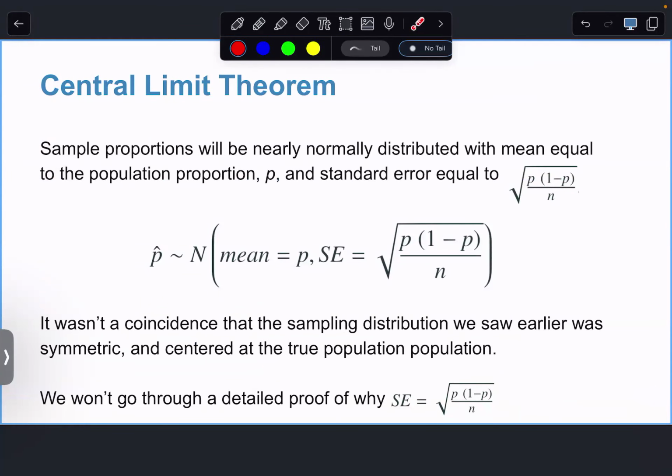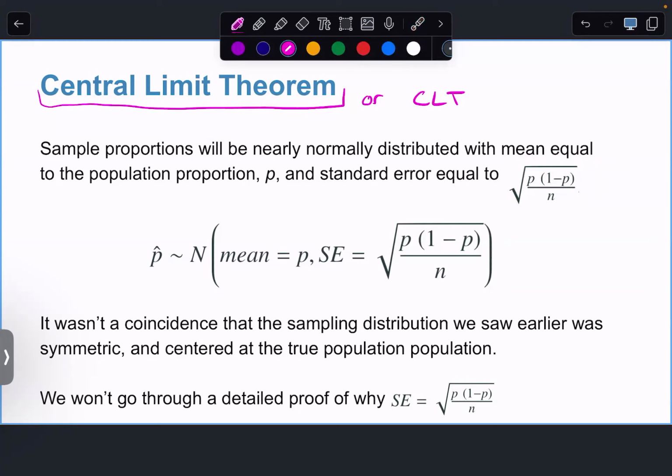The central limit theorem is the theorem that summarizes what we've established so far, and so it is just as important as it sounds. CLT, central limit theorem, is usually how I would abbreviate it. We've done a lot of work establishing the idea of the central limit theorem, but ultimately you really only need this next part. Sample proportions will be nearly normally distributed with a mean equal to the population proportion, p, and a standard error equal to the square root of p times 1 minus p over n. We are absolutely not going to talk about why that is. Just accept it as fact.